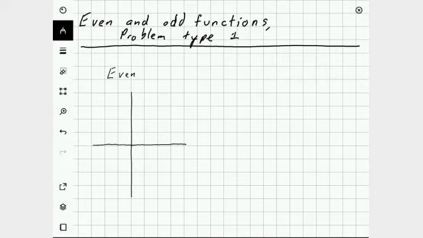So if we sketch out some coordinate axes, an even function will look the same on the left and on the right. The poster child of the even function is the squaring function, y equals x squared. And in fact, that's a lot of where the name came from. A power with an even exponent always produces an even function.